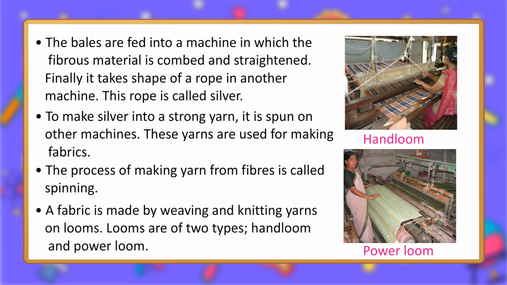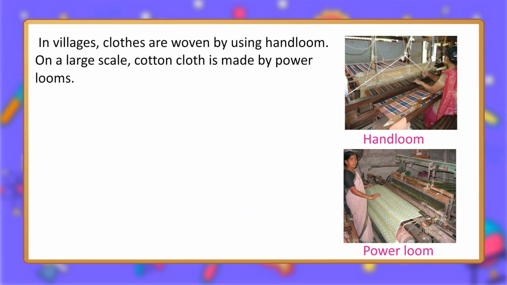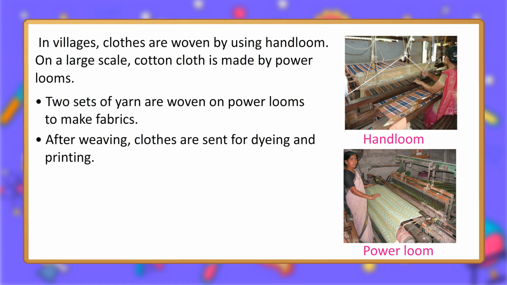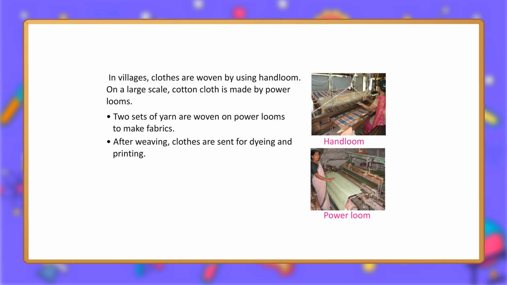A fabric is made by weaving and knitting yarns on looms. Looms are of 2 types, hand loom and power loom. In villages, clothes are woven by using hand loom. On a large scale, cotton cloth is made by power looms. 2 sets of yarn are woven on power looms to make fabrics. After weaving, clothes are sent for dyeing and printing. Hand loom. Power loom.